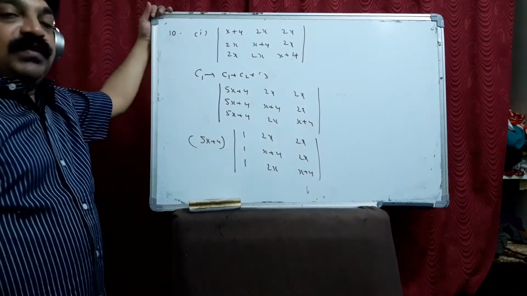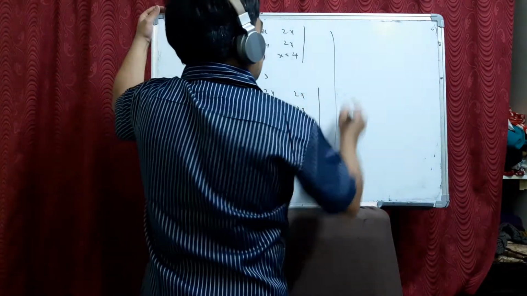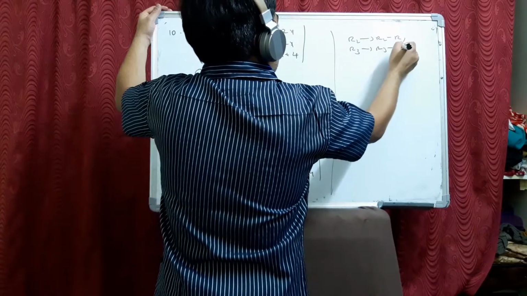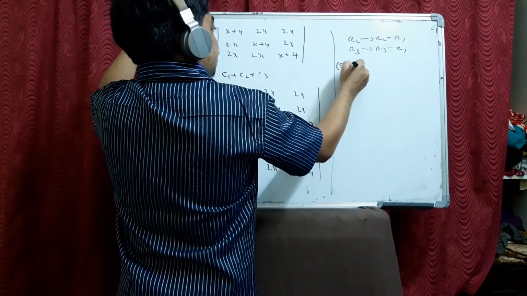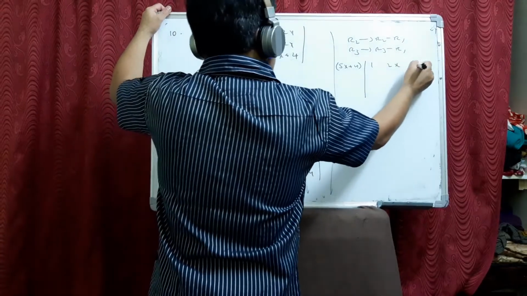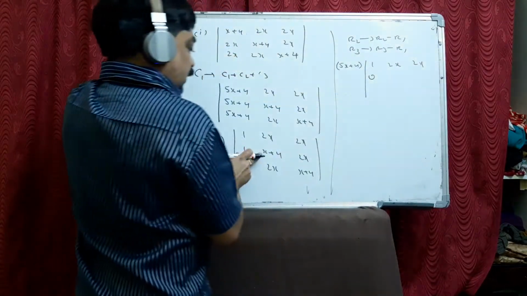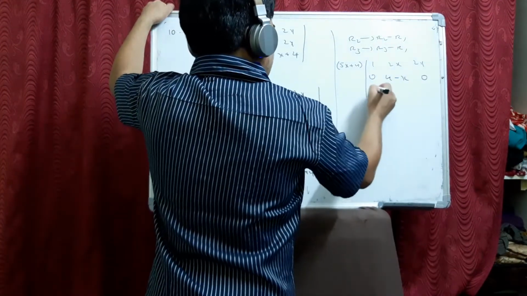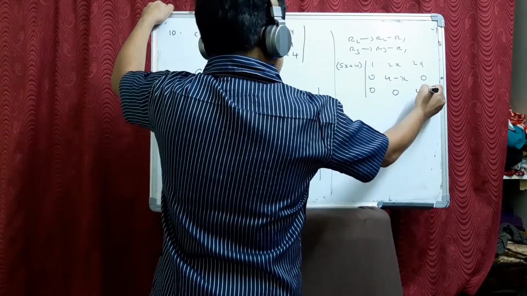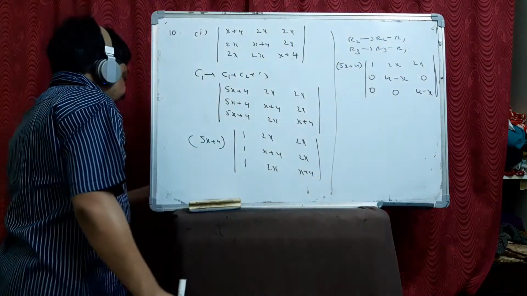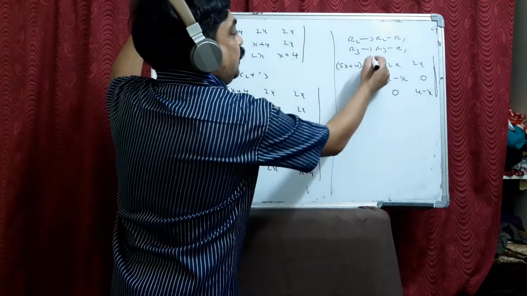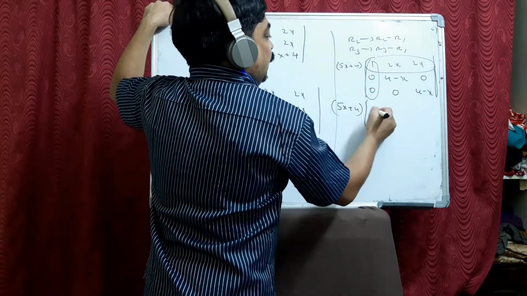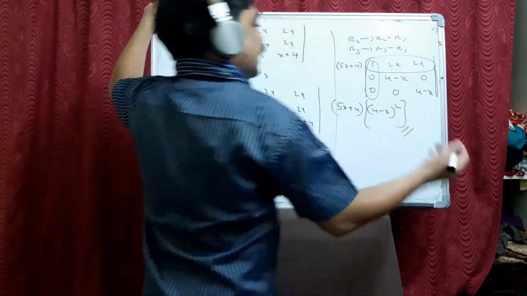When you have three ones, we fix one and we make the rest of the two zero. Like R2 to R2 minus R1, also R3 to R3 minus R1. R1, let us keep fixed: 5x plus 4 into 1, 2x, 2x. It becomes 0, and this minus this becomes 4 minus x. And this becomes 0, 0. This becomes 4 minus x. Now let us expand this with the property: 5x plus 4 times 4 minus x whole square. That is the answer.